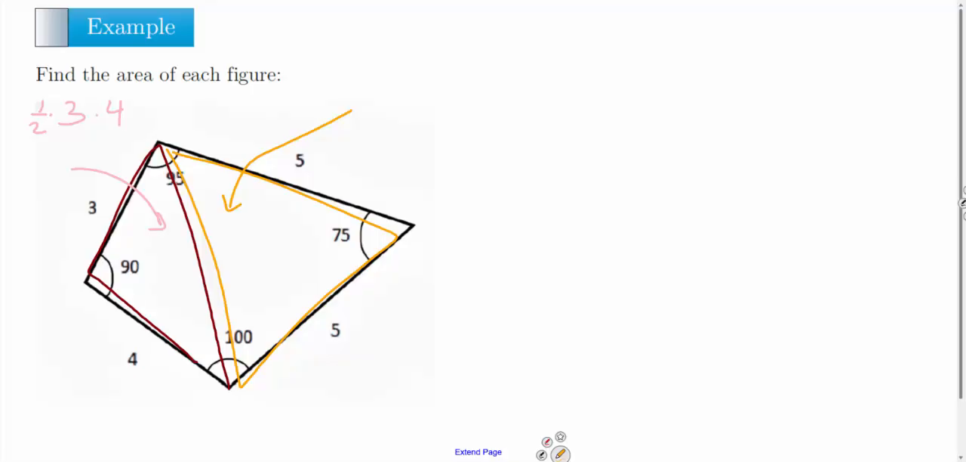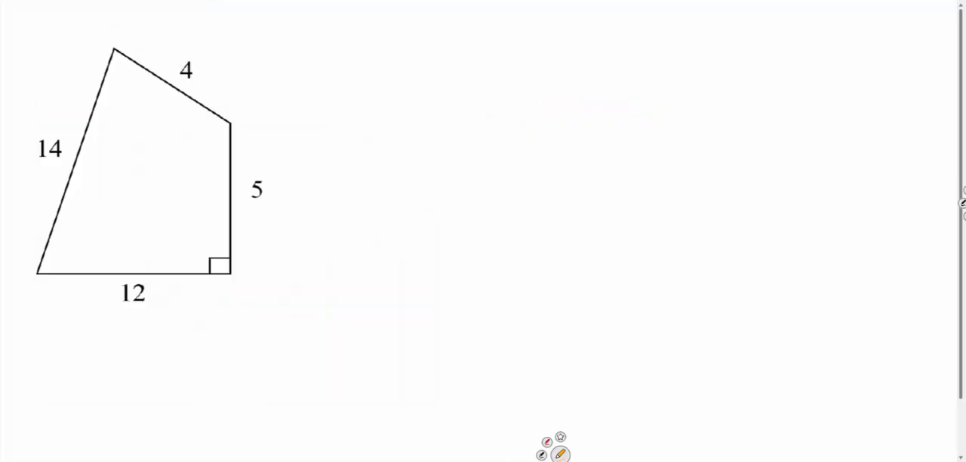Yeah, so what's the formula for the SAS case? 1/2 times... Yeah. Okay, so you would just use that. Okay, so that's the SAS case. Basically, it's the two sides times the sine of the angle. Okay, similar situation here. You've got to think about how to divide it up.